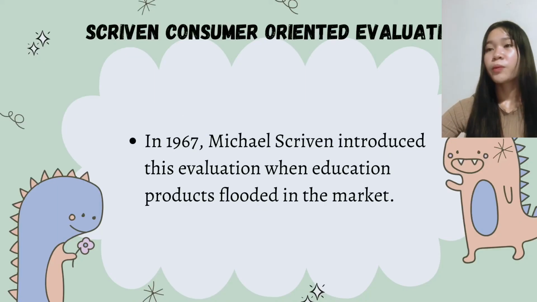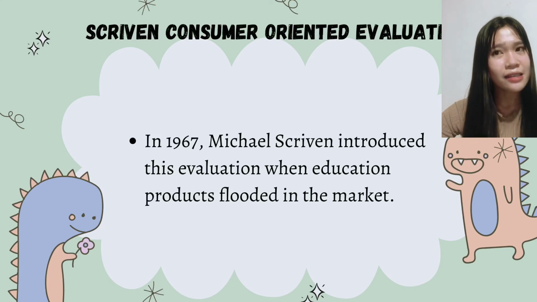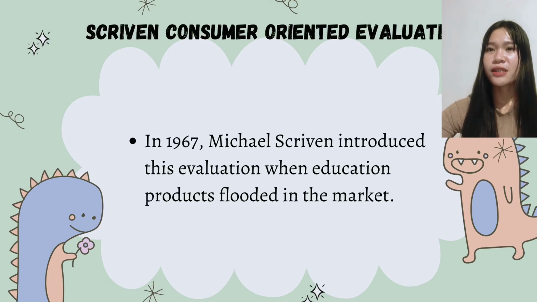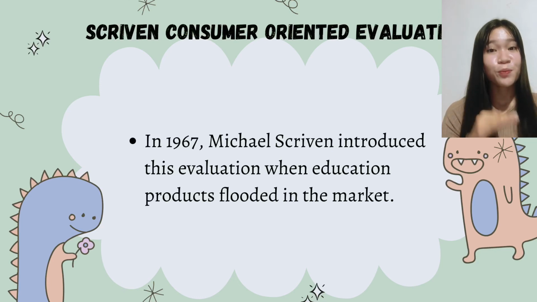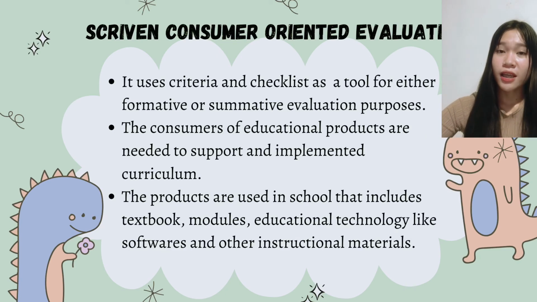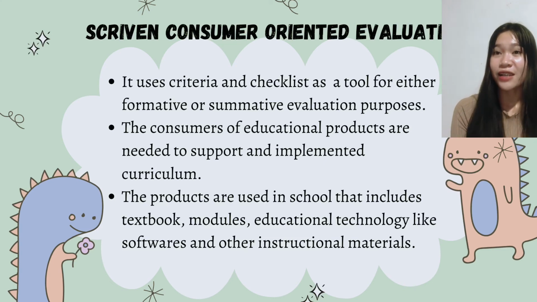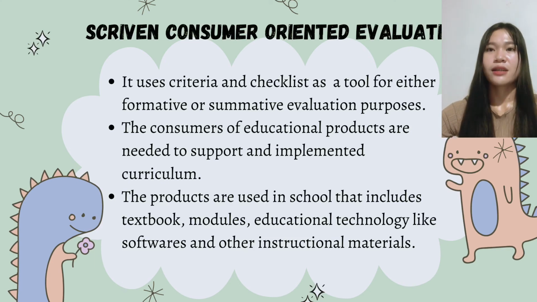The last model that we are going to discuss for today is Scriven's Consumer-Oriented Evaluation. Now, what is this? In 1967, Michael Scriven introduced this evaluation when education products flooded the market. Okay, this evaluation uses criteria and checklists as a tool for either formative or summative evaluation purposes. Okay, so the use of criteria and checklists was proposed by Scriven for adoption by the educational evaluators.